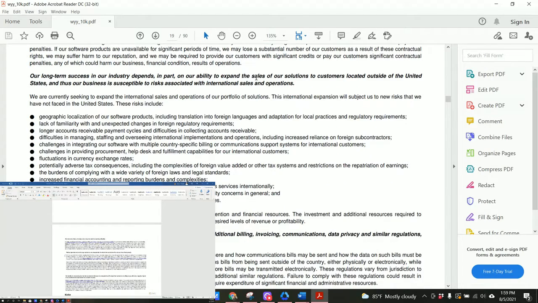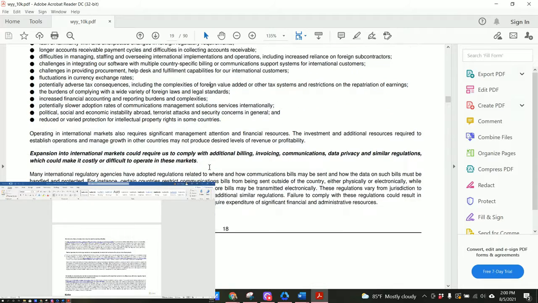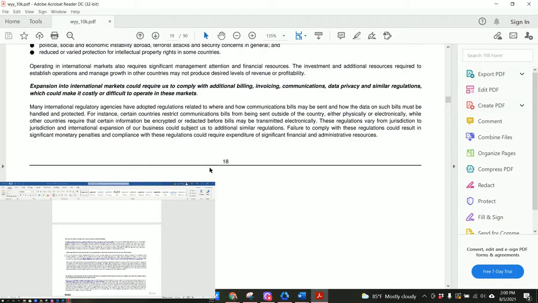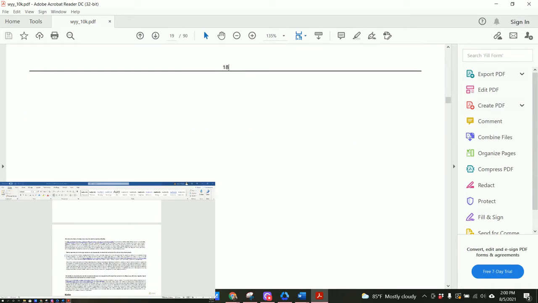Expanding sales solutions to customers outside the U.S. Their long-term success depends on that. All these, I mean, are risks for any company going outside of where they're located geographically. To me, the biggest one is cultural issues. Okay. Expansion into international markets could require us to spend more money and have more concerns about privacy, all that stuff. Again, very common.